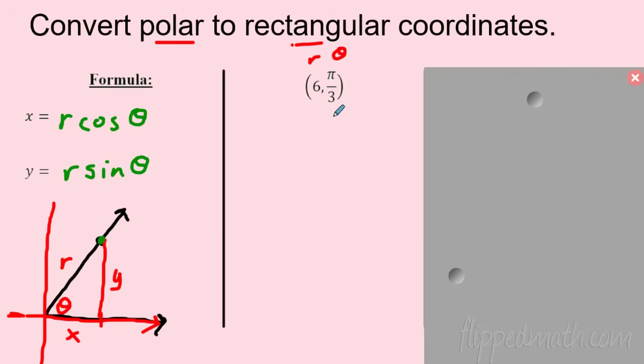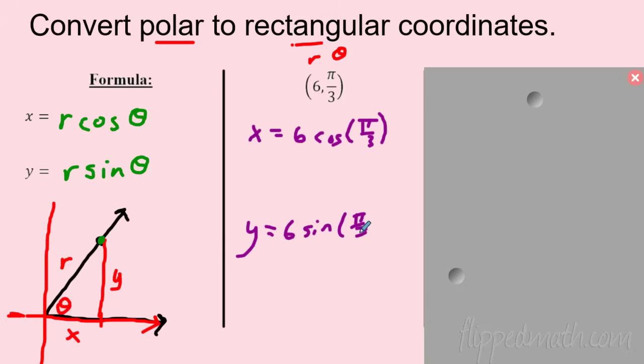So can we convert this bad boy here? Sure, no problem. What's the radius? Radius is 6. What's the angle? We've got pi over 3. Boom, done and done. Picking nice friendly angles from our unit circle. Let's do y. Y is going to be 6 sine theta. So, and again, theta is pi over 3. And let's go ahead and evaluate these bad boys here.